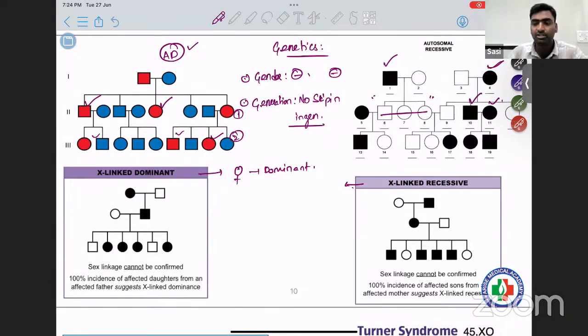Okay, fine. Yeah, the PDF will be shared. Fine. So in a case of X-linked dominant, the females will be affected. Means it will be from father to all daughters.